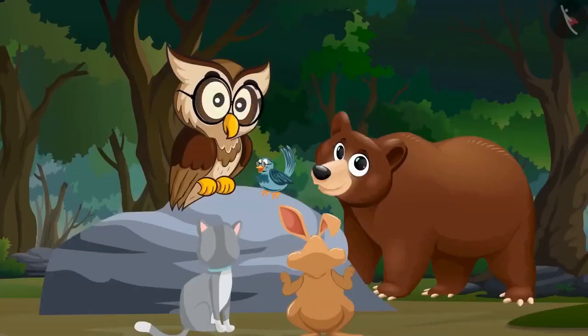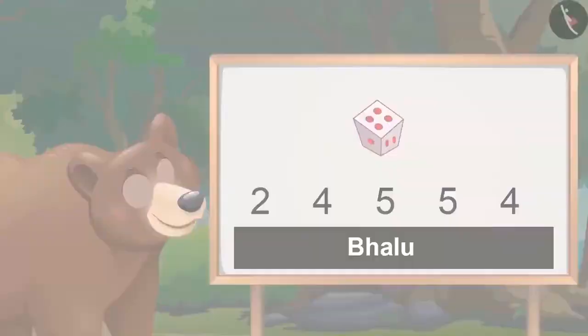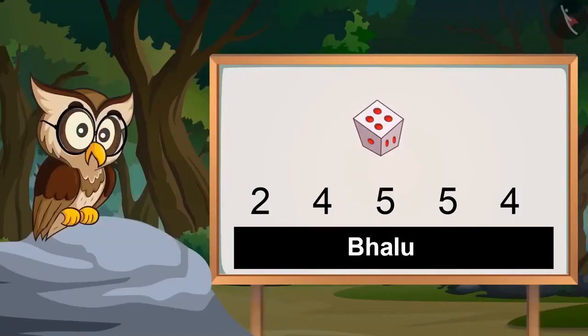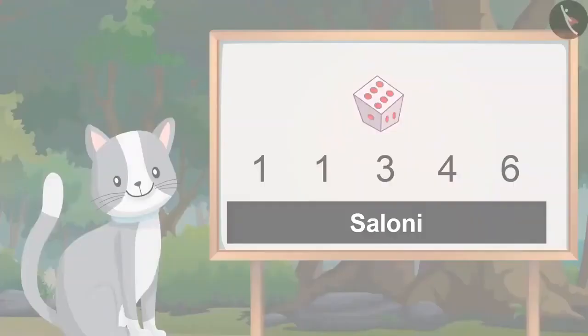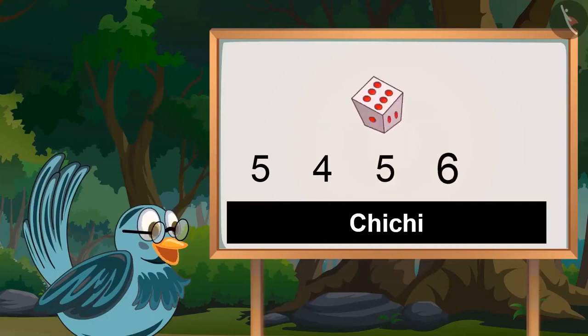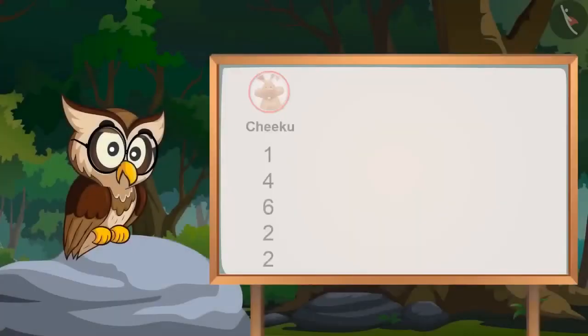Now Bhalu, it's your turn. Okay. 2, 4, 5, 5, 4. So Bhalu got these numbers on the dice. Now Chichi and Saloni turn-wise roll the dice and see what numbers you get. 1, 1, 3, 4, 6. 5, 4, 5, 6, 6. So Chichi and Saloni got these numbers on the dice.